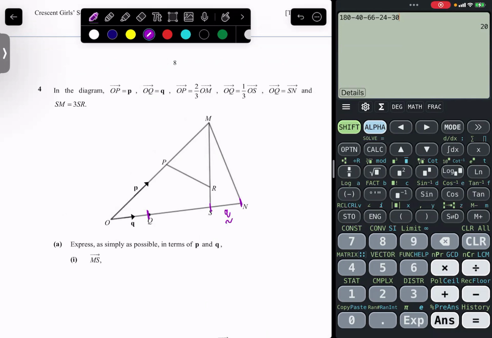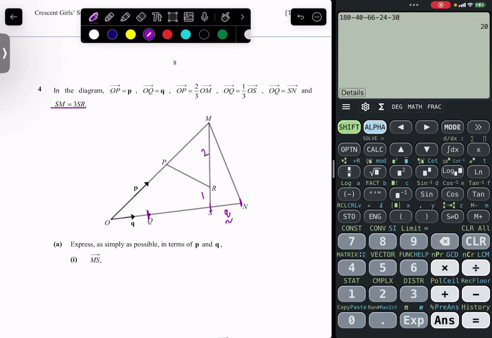SM equals 3SR, meaning that SM is 3 units, SR is 1 unit. So this is 1 to 2. Express as simply as possible in terms of P and Q, what is MS? So think of it in such a way. MS means M travels to S.